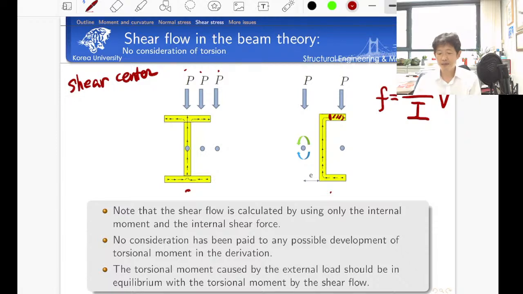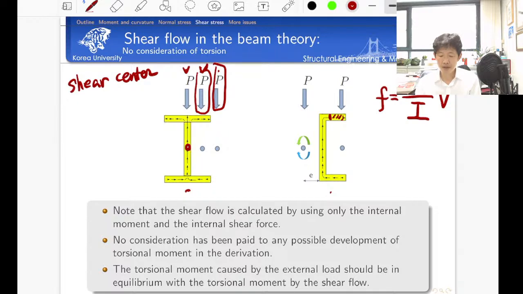But obviously, if you apply the load here, that is going to develop a non-zero torsional moment, isn't it? And also this one causes a non-zero torsional moment. For this load, if you choose the reference point here, because the shear flow is symmetric, the torsional moment produced by the shear flow over the cross section is equal to 0, and the torsional moment caused by the external load is also equal to 0.